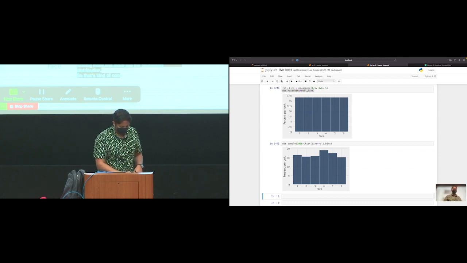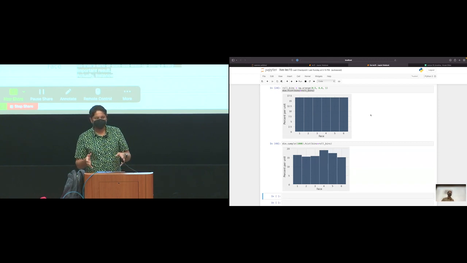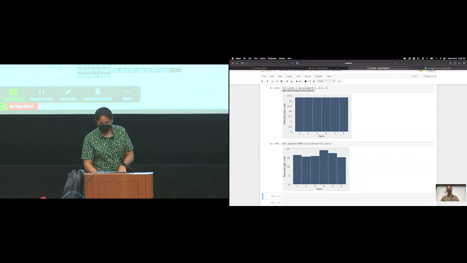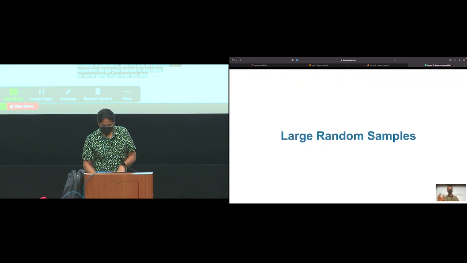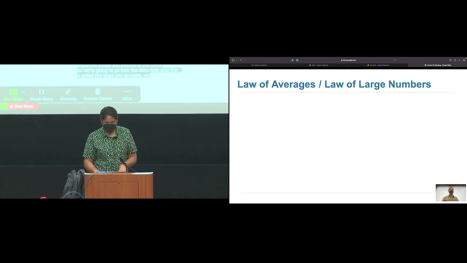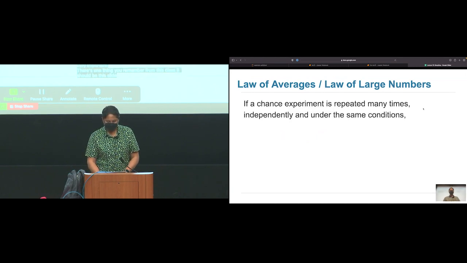And it ends up being a very important result actually in statistics. It's one of the most important things you'll learn in this class. So we're going to go over this slide right now. This is called large random samples, and specifically the law of averages, or law of large numbers. All right, so this slide, I'm going to say it again, very, very important. If there's one thing you remember from this class, it should be this slide. All right, so here's how it goes.